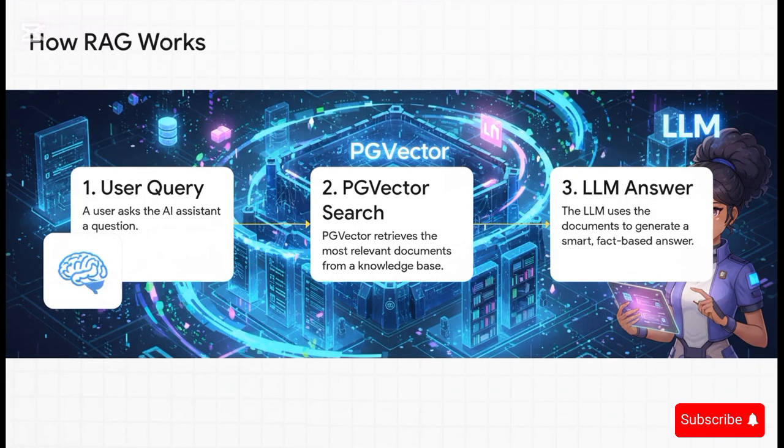And what about those super smart AI assistants? Well, a lot of them use a process called Retrieval Augmented Generation, or RAG, and it works like this. You ask the AI a question. Before it answers, PGVector dives into a private knowledge base, say your company's internal wiki, and pulls out all the most relevant documents. It then hands that info to a large language model, which uses that fresh context to give you a smart, accurate, and fact-based answer. PGVector is the component that makes the AI truly knowledgeable.